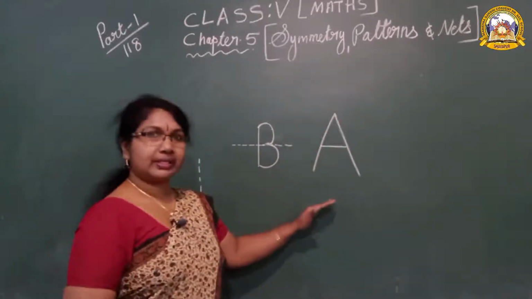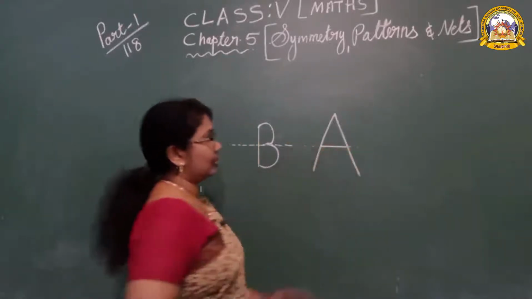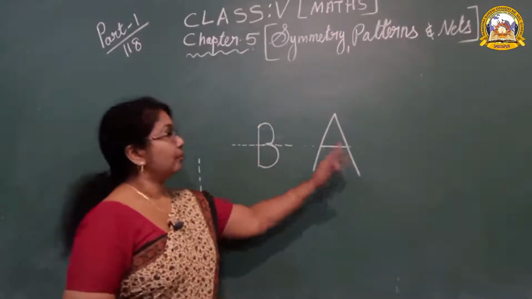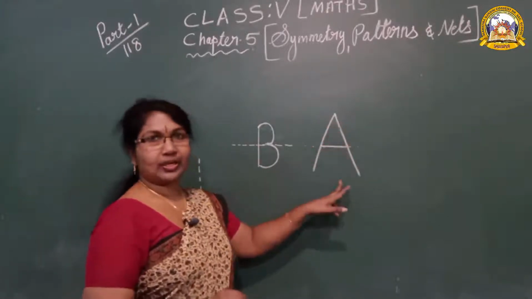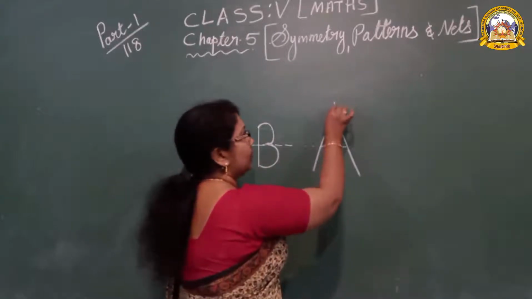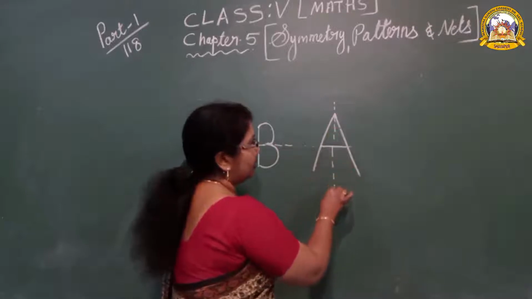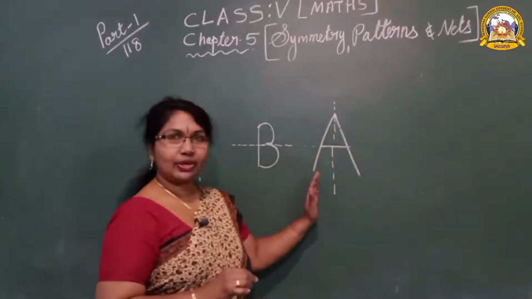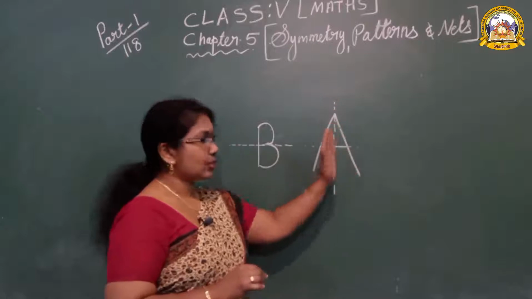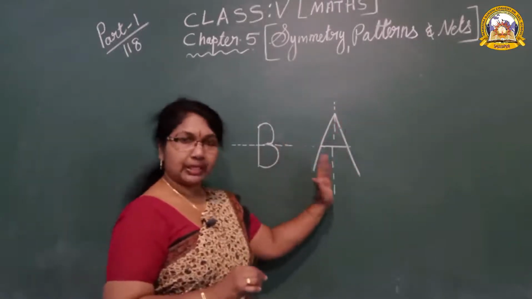Now look, capital letter A. How do we make the equal parts? If you divide like that, it is not a symmetrical line. Why? Both parts are not equal. Now this is the horizontal line, this is the vertical line. Now look here, students, both sides are equal, no? So now this line is called the symmetrical line and this shape has symmetry.